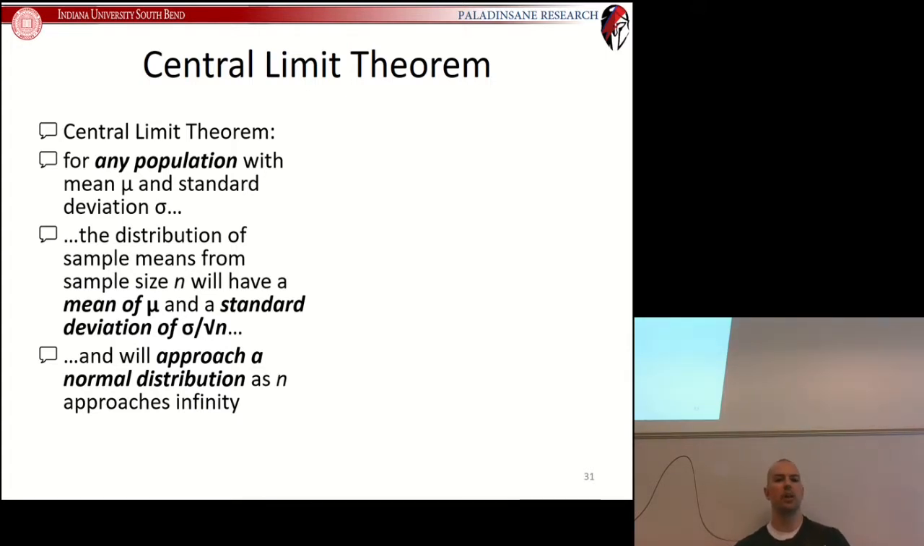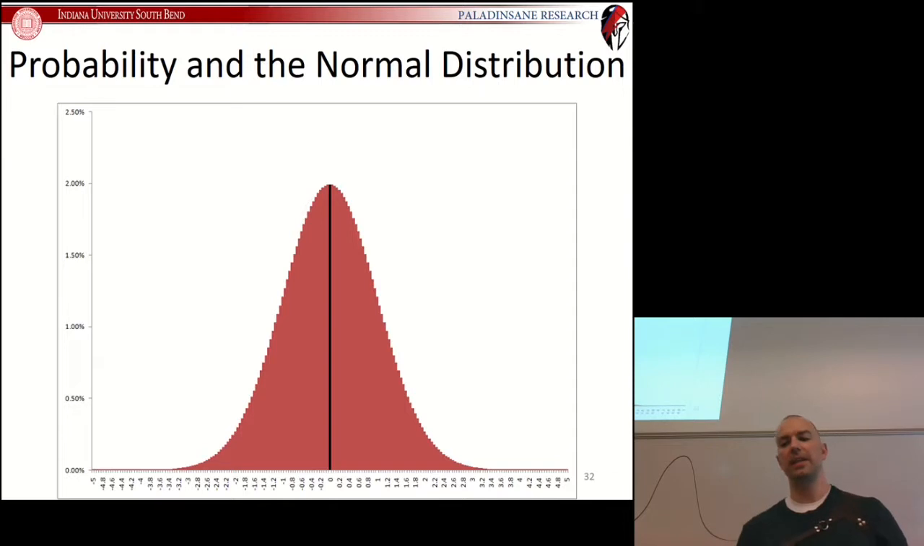So this is what makes psychology possible. Any population, this will work for. It doesn't matter what that population is. And you can figure out what your distribution of sample means from that population will be. You know the mean that it'll have, you know the standard deviation that it'll have, and importantly, you know the shape that it will have, and it will approach a normal distribution as the size of your sample gets bigger and bigger and bigger.